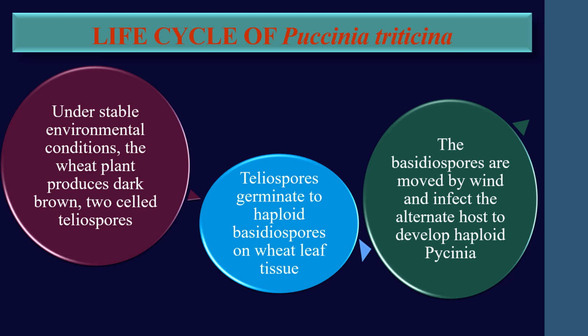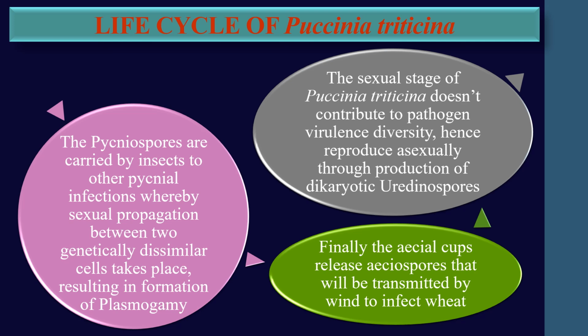In stage 3, the basidiospores are moved by wind and infect the alternate host to develop haploid pycnia. In the fourth stage, the pycniospores are carried by insects to other pycnial infections, whereby sexual fertilization between two genetically dissimilar cells takes place, resulting in the formation of plasmogamy. Finally, in the last stage, the aecial cups release aeciospores that will be transmitted by wind to infect wheat.